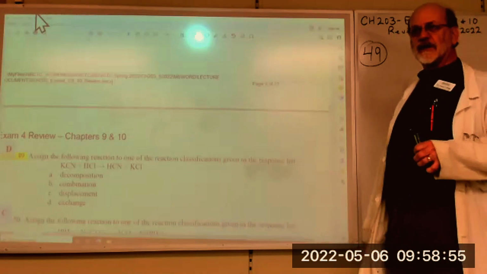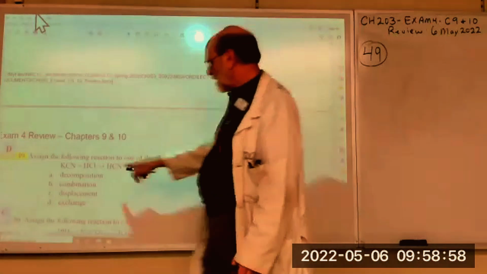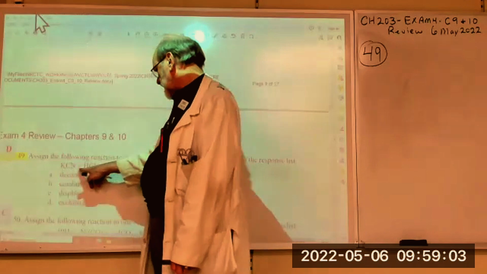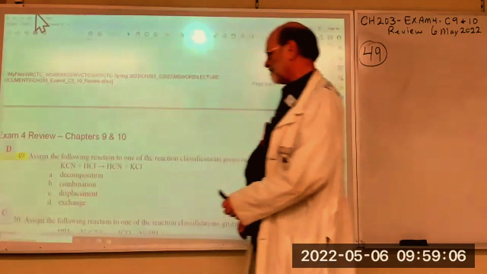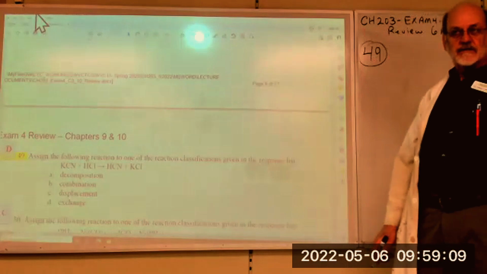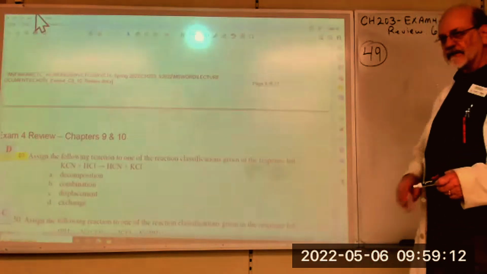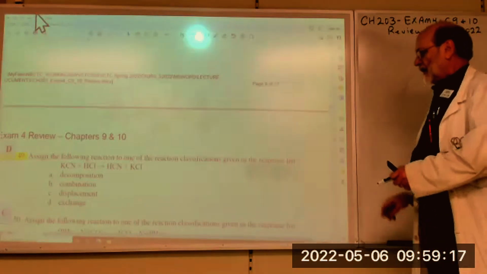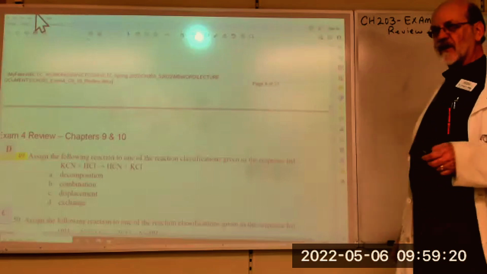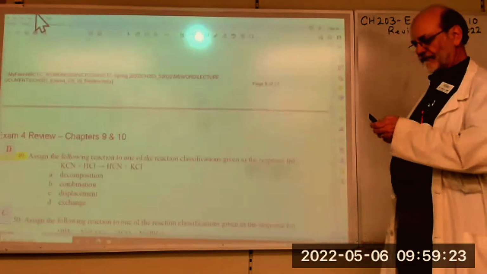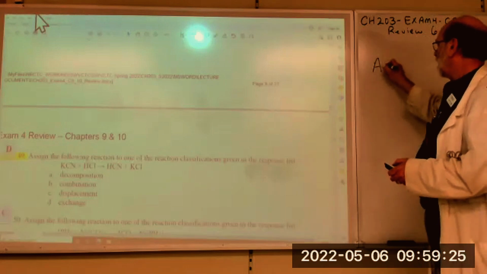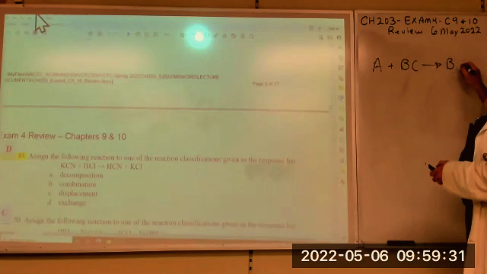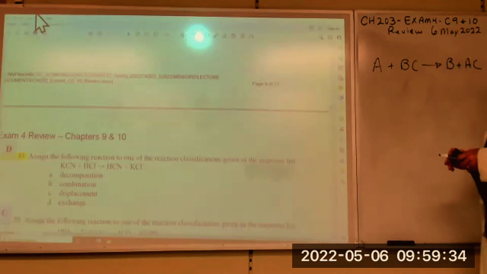Right? Sometimes we call it a double replacement, where the hydrogen and the potassium just swap places. So if we swap places here, that means HCN and KCl. Yeah. So that's an exchange reaction in your textbook. But you will see it called double replacement. And a displacement is often called a single replacement, where you have, say, A plus BC yields B plus AC, single replacement.